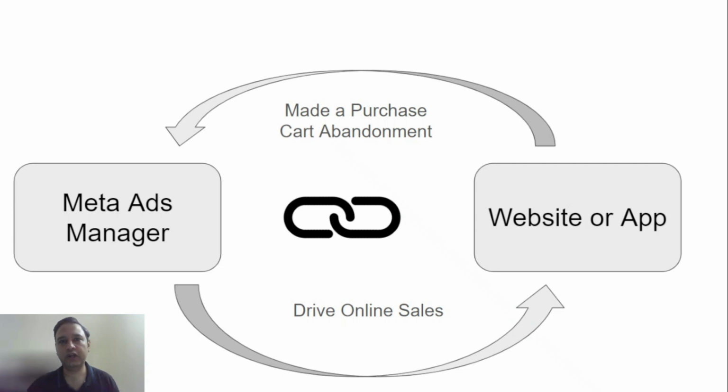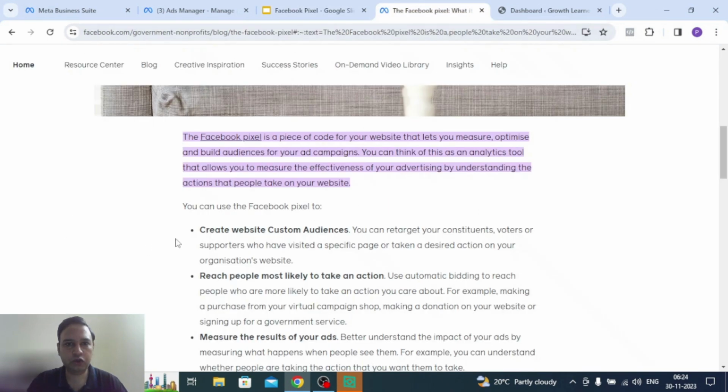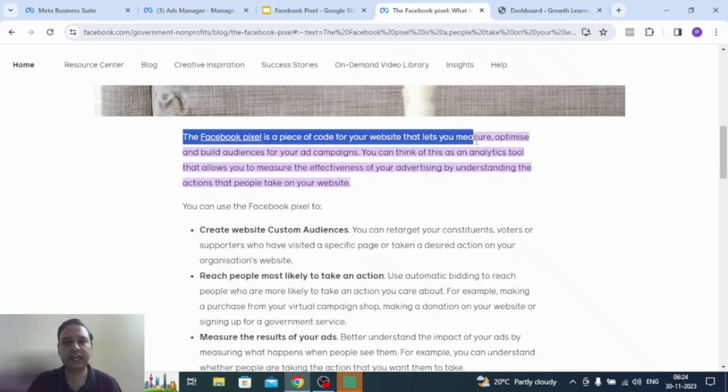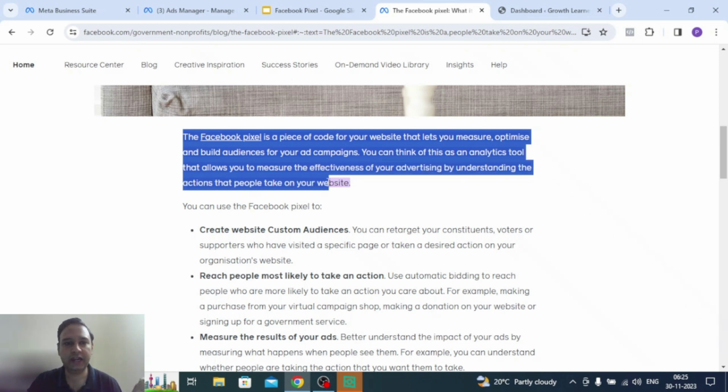So I hope you understood now why setting up a pixel is very, very critical for the success of any ad campaign. So now that we understand the concept, let's go through Meta's documentation about Facebook Pixel. If you see this, this is Meta's documentation on Pixel. What it says is the Facebook Pixel is a piece of code for your website that lets you measure, optimize and build audiences for your ad campaigns. You can think of this as an analytics tool that allows you to measure the effectiveness of your advertising by understanding the actions that people take on your website.